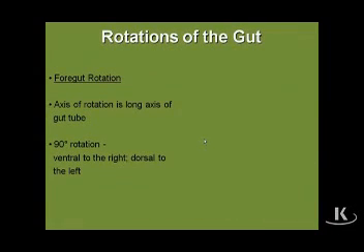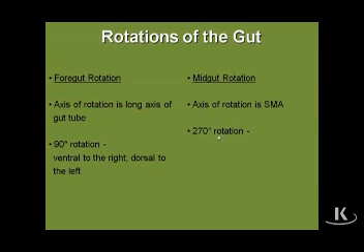Now, the other rotation is a rotation of the midgut. Now, the rotation of the midgut is a rotation that occurs a little bit later. Obviously, it occurs in the midgut portion of the gut tube. And its axis of rotation is not the long axis of the gut tube, but rather the axis is the superior mesenteric artery. We'll take a look at an illustration to see what that means in just a moment.